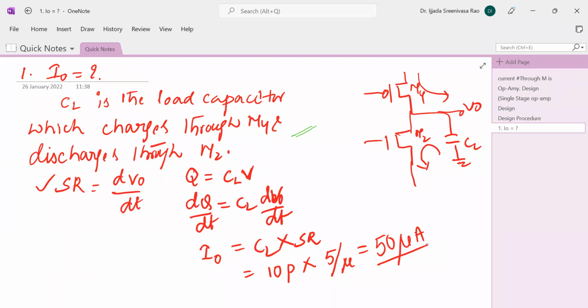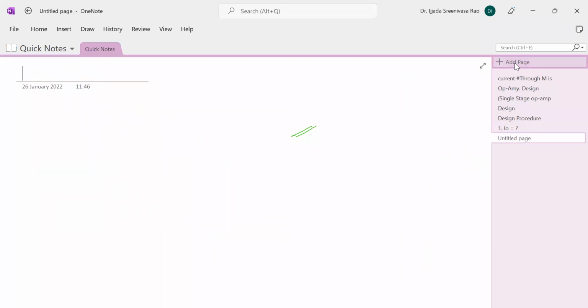Any doubts on the first step? Yeah. So when we go for the next step, what is the next step? That is the W by L ratio of the M3 and M4 transistors, which we want to find. What is the requirement for this one? ICMR plus is the requirement. So what is the ICMR? We'll see, what is the maximum ICMR?